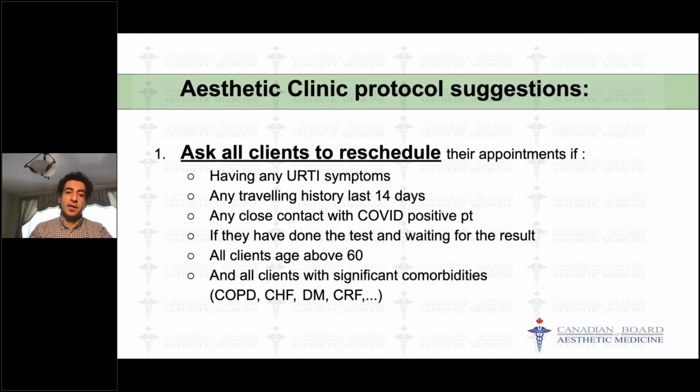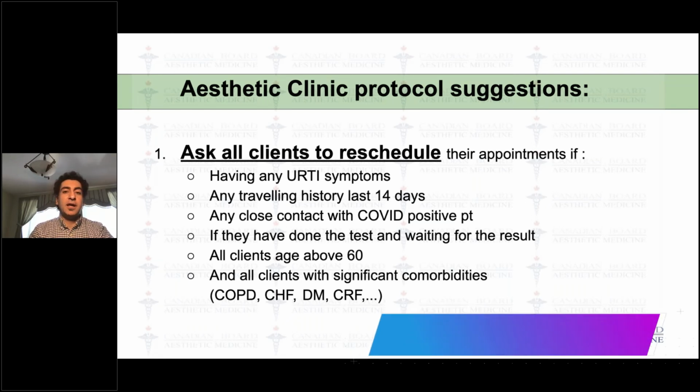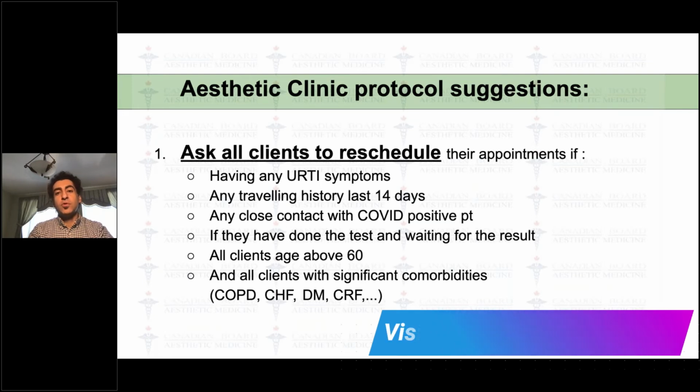So going back to our aesthetic clinic, we all know that aesthetic procedures are basically elective procedures. We don't really have emergency and urgent procedures. So I would suggest, at least until we get to the peak, and then hopefully we can have flattening of the curve of this disease, it's better to minimize the number of aesthetic procedures. But I totally understand that many clinics don't want to close, but at least they can follow some protocols to minimize the risk of transmission of the disease.